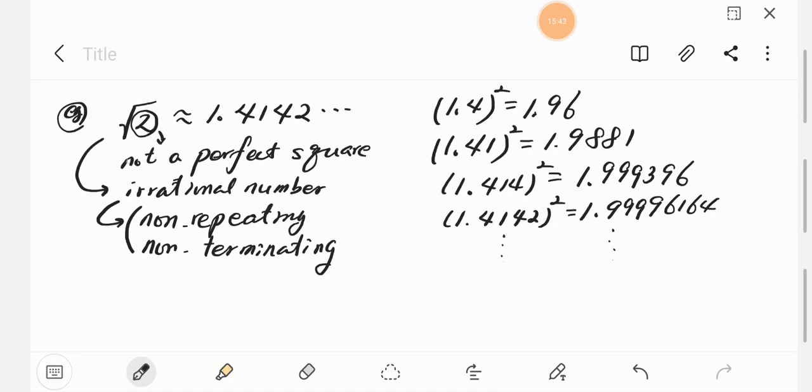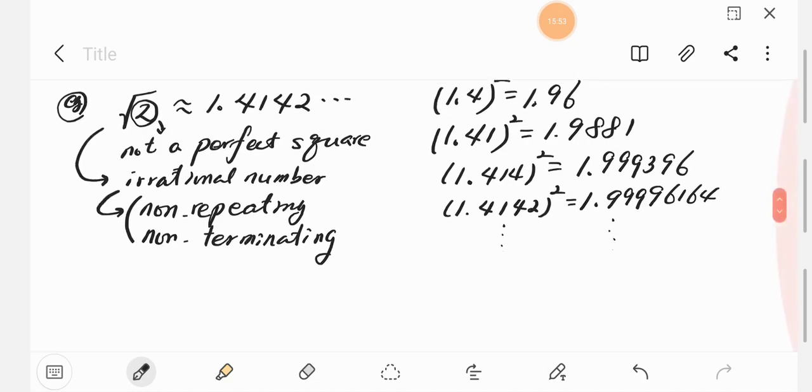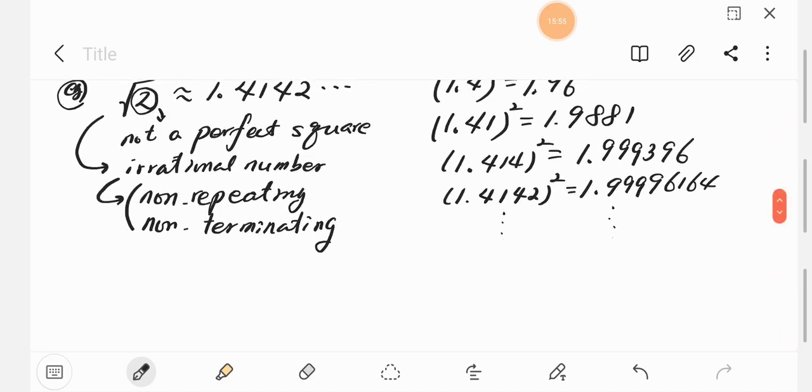So if the radicand is not a perfect square, it's an irrational number: it does not terminate, and it does not repeat. Okay, keep in mind this. Also, look at this, square root of 2. The radicand is 2, right? 2 is not a perfect square.